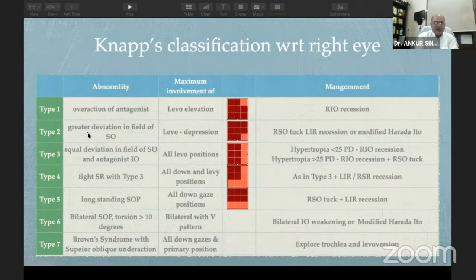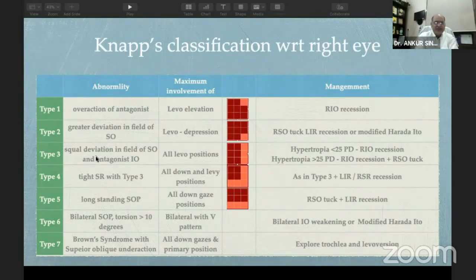In type 2, there will be a greater deviation in the field of superior oblique, that is marked superior oblique underaction, that is levodepression with respect to the right eye. Then superior oblique tuck or inferior oblique recession of the left eye, or a modified Harada-Ito can be done. Rarely we can have bilateral superior oblique palsies where there would be a V pattern and a torsion of more than 10 degrees, where a bilateral inferior oblique recession and modified Harada-Ito can be done.